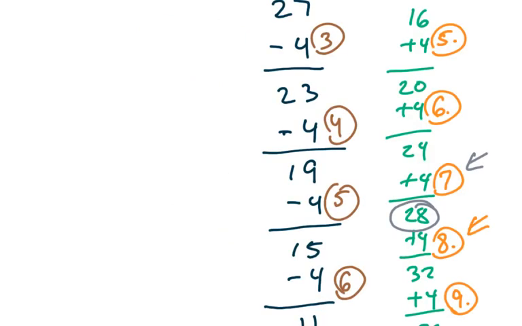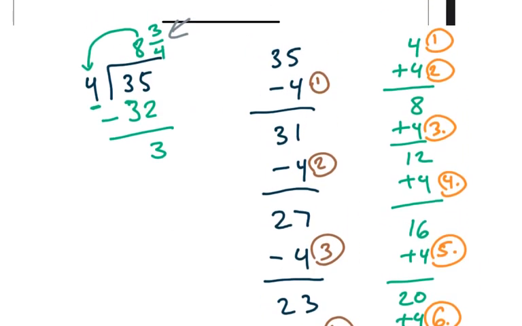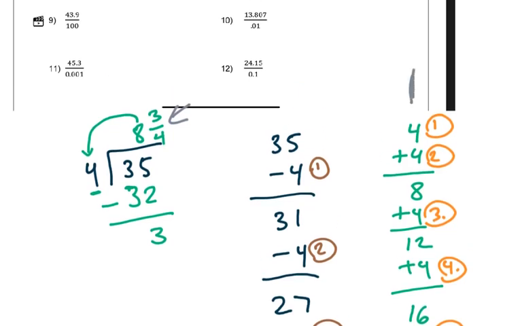So that's in a nutshell how division works, and also why it works. Now, I want to emphasize this listing method.